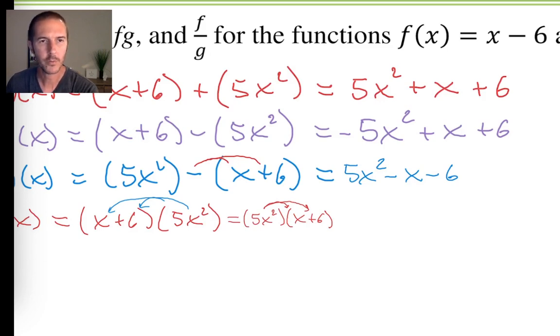So whether we distribute from the right or from the left, our final expression here should say 5x to the third plus 30x squared.